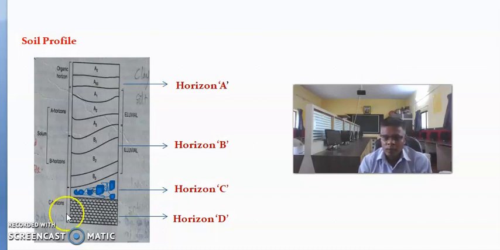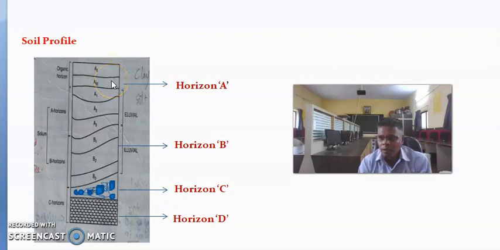The soil profile is majorly classified into 4 horizons, known as horizon A, horizon B, horizon C and horizon D. In horizon A we see the layers A0, A00, A1, A2, A3. These are the sub-layers or sub-horizons of horizon A.